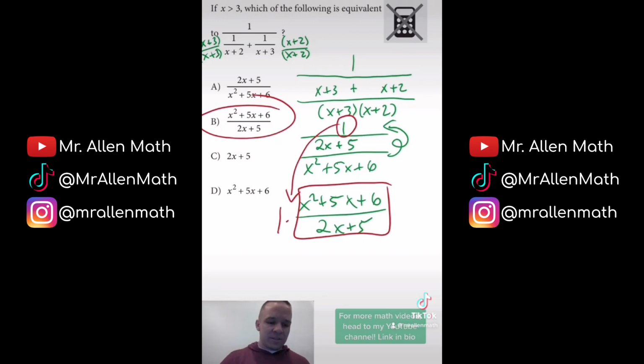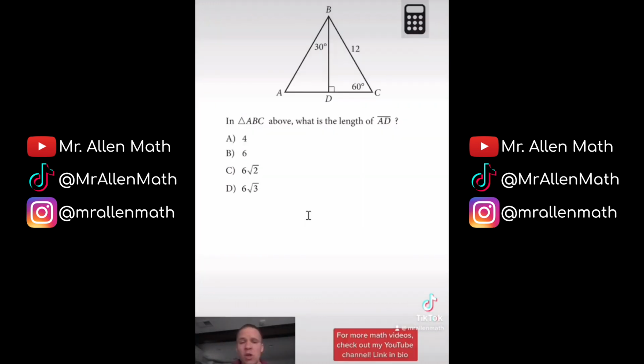In triangle ABC above, what is the length of AD? So I'm just looking for this length right here. Well, we've got ourselves, looks like some 30, 60, 90 triangles here because I got a right angle, which makes this guy 30 up here because I'm going to have 180 degrees in a triangle.